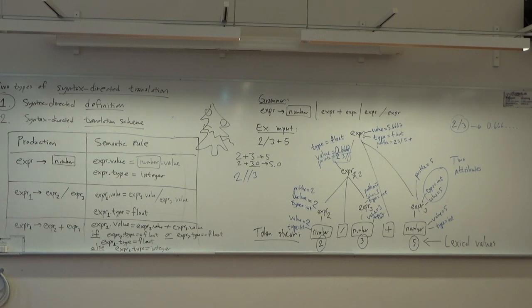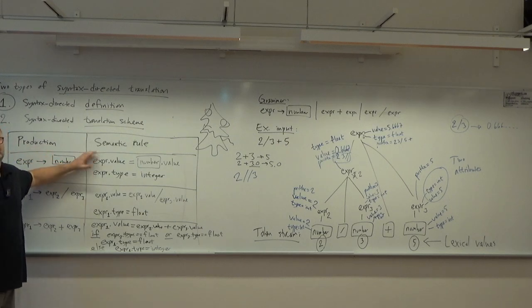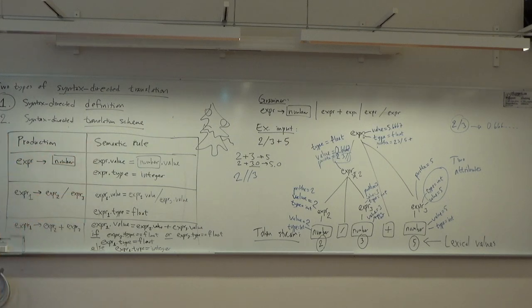So, now you see what a syntax-directed definition is. It is a table with the productions and then semantic rules to set attribute values. We call it a definition because we define the values of the attributes using these rules. Okay?